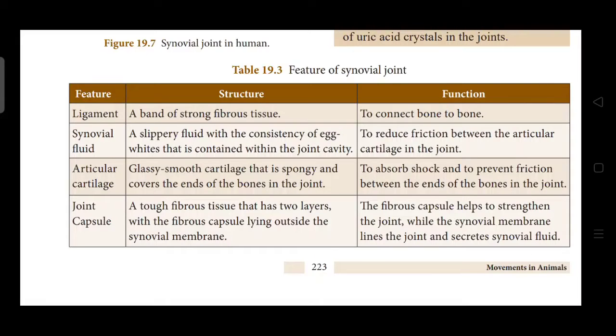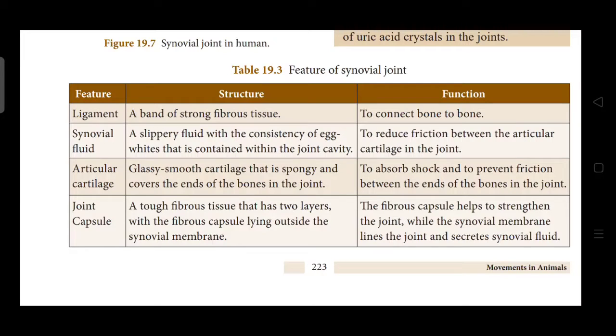Now, like how we use a belt in a dress, like that, a ligament is a band of strong fibrous tissue that connects bone to bone. Okay, next one is the synovial fluid. A synovial fluid is a slippery fluid with the consistency of egg white. Okay, its consistency is like egg white.